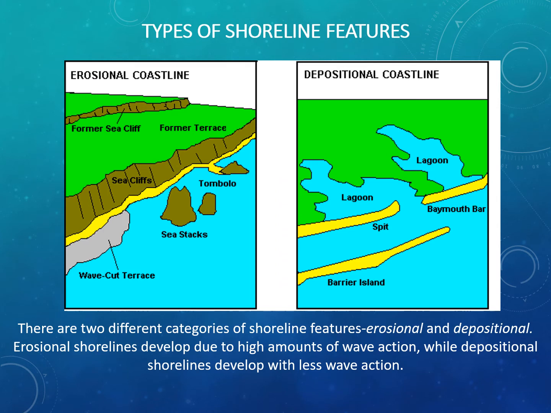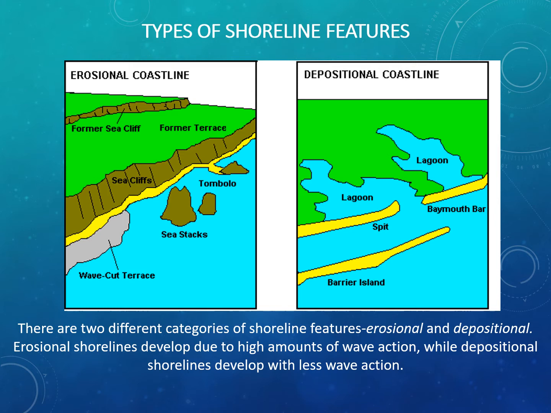So as waves break in the surf zone and as they hit the land surface, and because of the differences in the shape of the continental shelf and slope, you get differences in the type of coastline that we can observe. There are two different categories of shoreline features, and these are classed as either erosional or depositional. Erosional shorelines develop due to high amounts of wave action, while depositional shorelines develop with less wave action. These images depict different features in each type of shoreline.